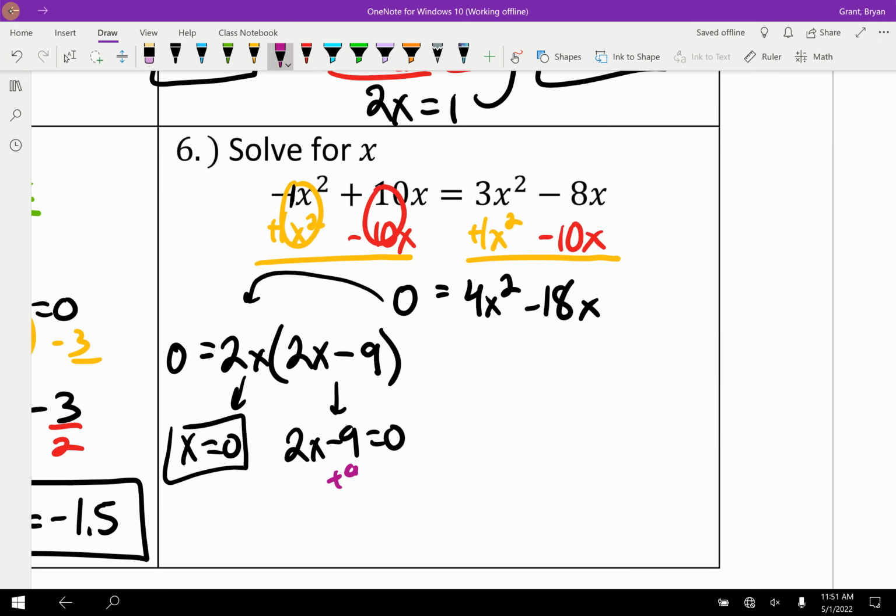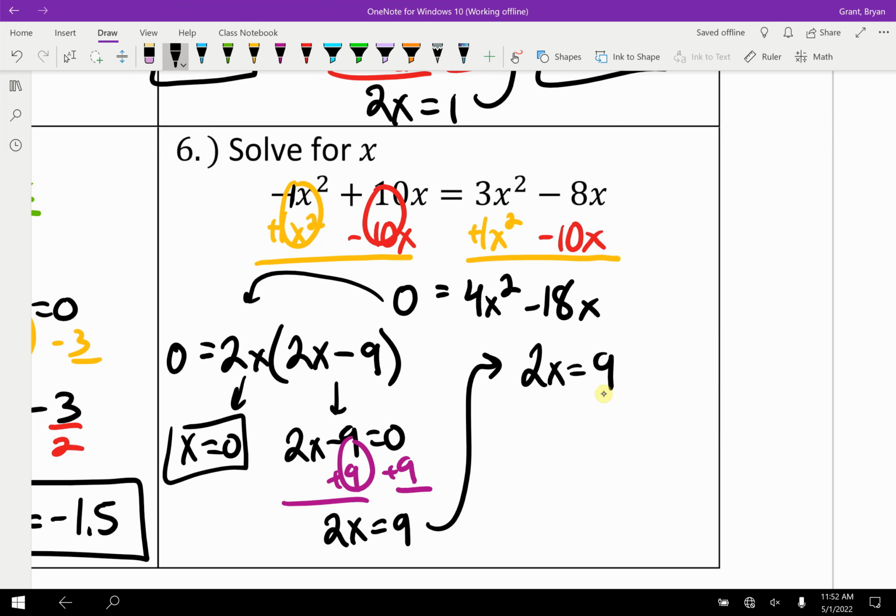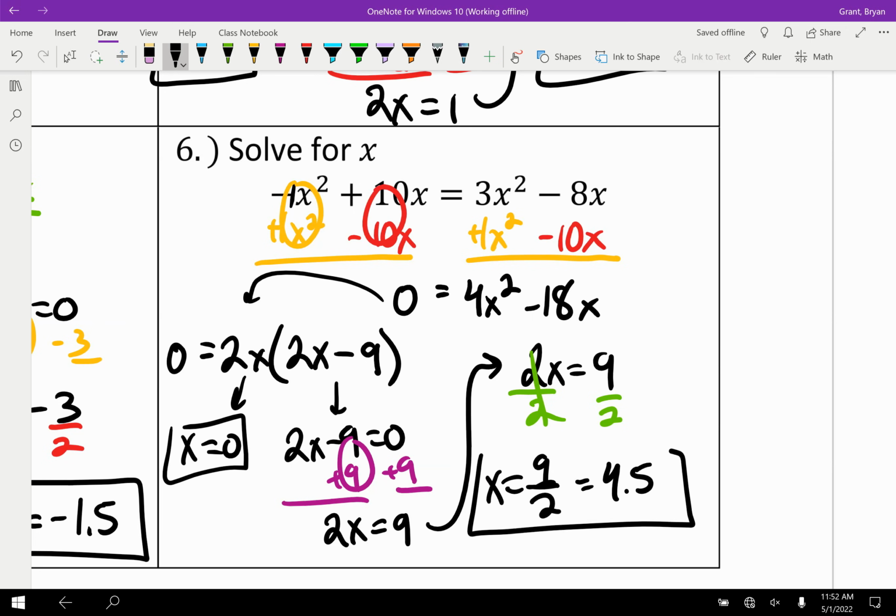Add your 9 to each side. Leaves us with 2x equals 9, and I need a little bit more room. Finishing this off, we divide by 2. And so again, you can leave your answer as the fraction 9 halves, or you can know that half of 9 is 4.5. Ta-da!